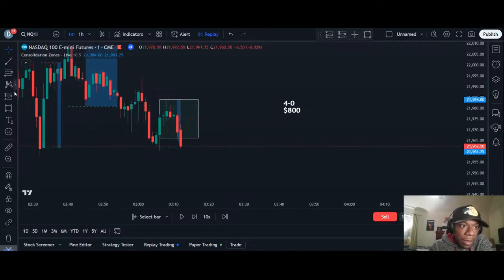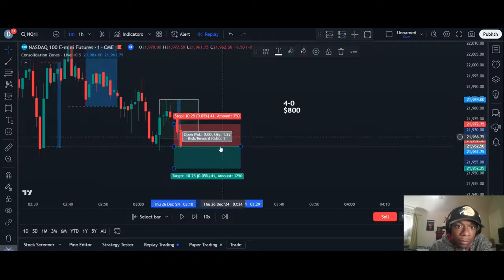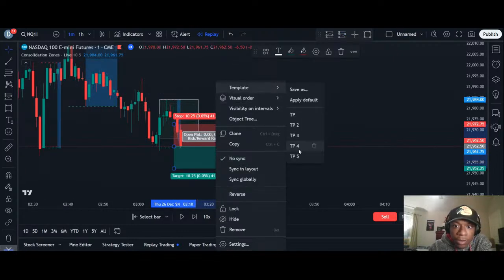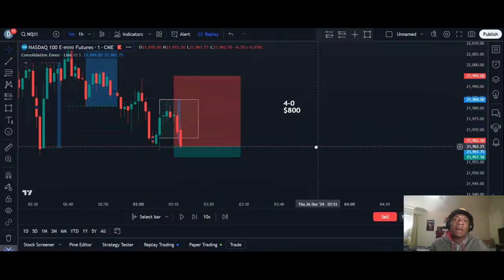Boom, we got the close below. We're gonna hop in. This is the 5th trade of the day. So TP5, we got the biggest SL of the day. You can be a little anxious going into your 5th trade in a row, but at the end of the day, this is your trade with the biggest SL.